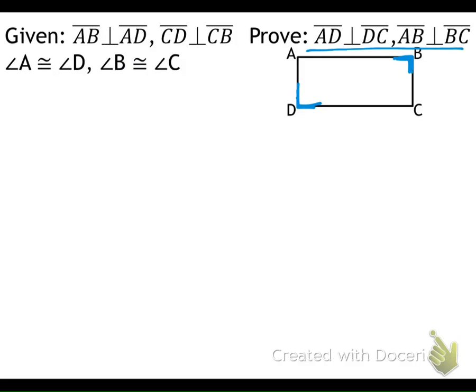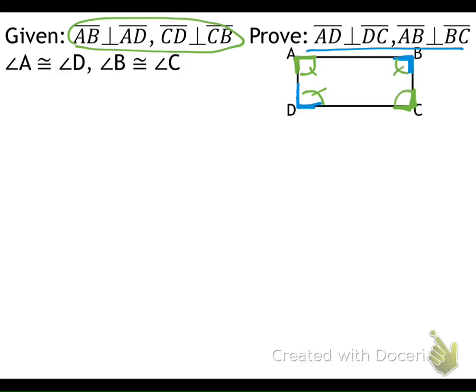What do we have that's given? I'll use green. The given part says AB is perpendicular to AD. So the given part says this is perpendicular and this is perpendicular. We also say that angle A is congruent to angle D, so angle A, this angle, is congruent to angle D, and angle B is congruent to angle C.